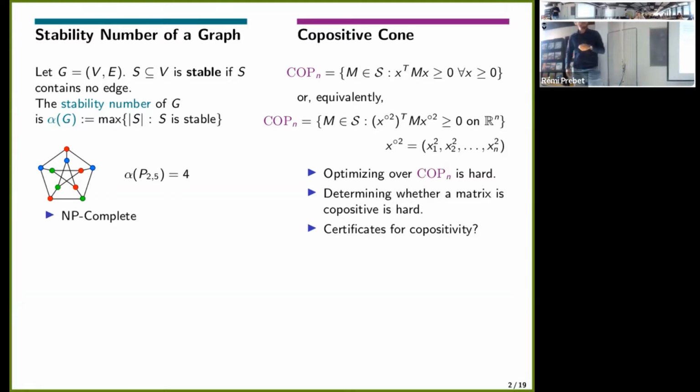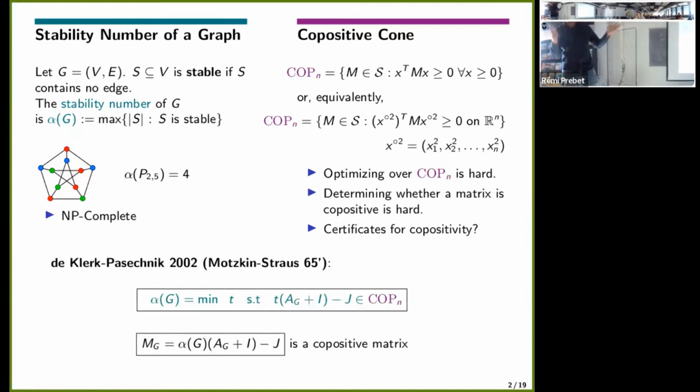Of course, these two definitions are equivalent, and optimizing over the copositive cone is hard, as many hard combinatorial problems can be included as an optimization over COP_n, and even determining whether a matrix is copositive is hard. In this talk, we are going to study some certificates for copositivity that are based on sums of squares of polynomials.